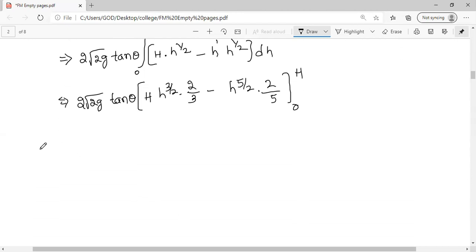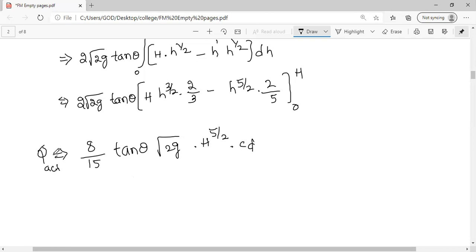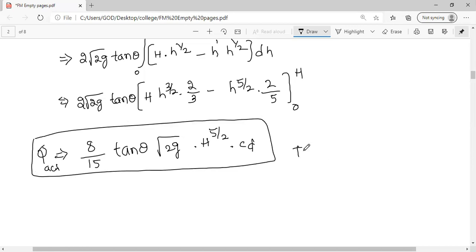So if you go further, the discharge Q can be written as 2 root 2g into tan theta. Again, this is a necessary step, so we'll multiply and directly write the result. If you do the calculation, you will get 8 by 15 into tan theta into root 2g into H power 5 by 2 into coefficient of discharge, which equals Q actual, the discharge happening through a triangular section.